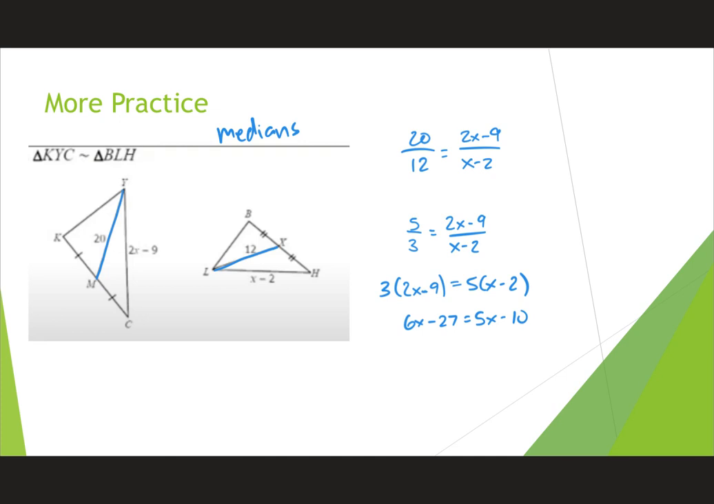Now that I'm here, I'm just going to keep solving. Subtract 5x from both sides, and you get x minus 27 equals negative 10. Add 27 to both sides, and you get x is equal to 17.